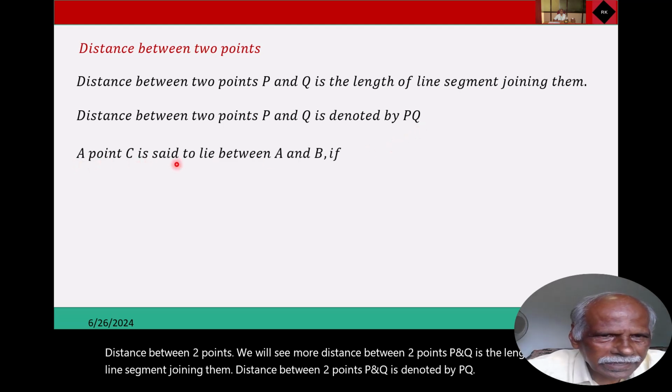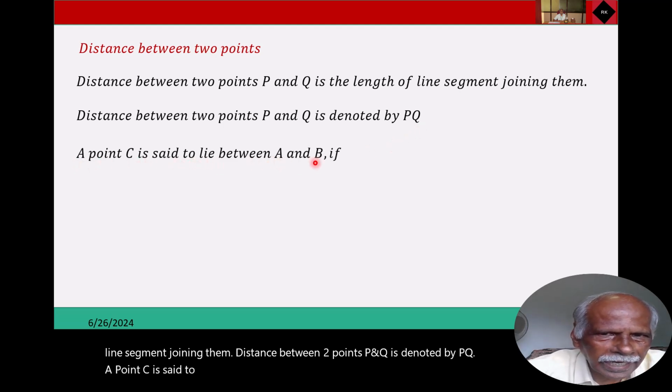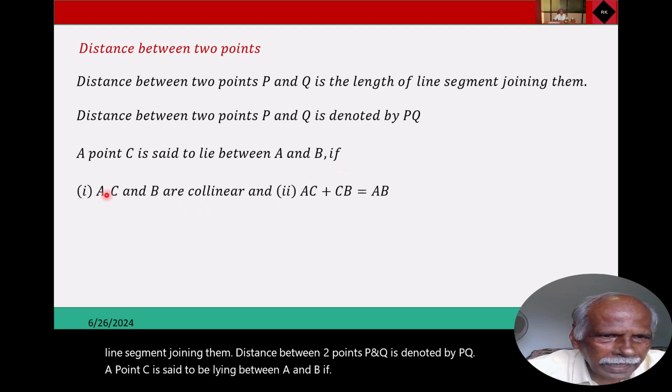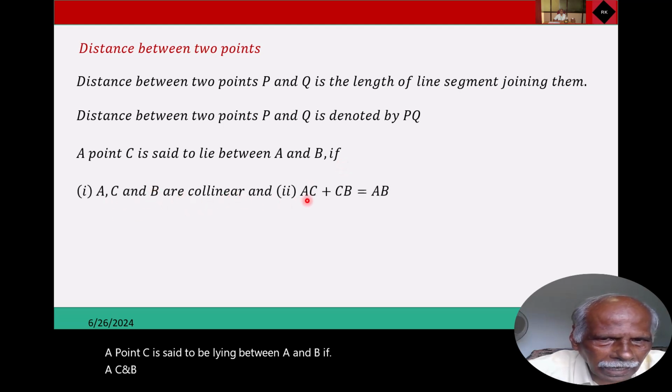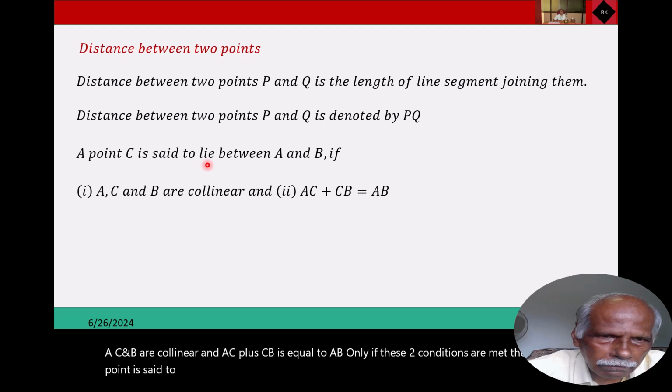A point C is said to be lying between A and B if A, C and B are collinear and AC plus CB is equal to AB. Only if these two conditions are met, then the point is said to be lying in between A and B. That is the interior point.